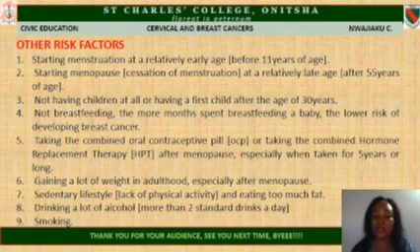Then number 6, gaining a lot of weight in adulthood, especially after menopause. One has to watch your weight and watch what you eat. Number 7, sedentary lifestyle, lack of physical activities, and eating too much fat. Number 8, drinking a lot of alcohol, more than 2 standard drinks a day. And finally, smoking.